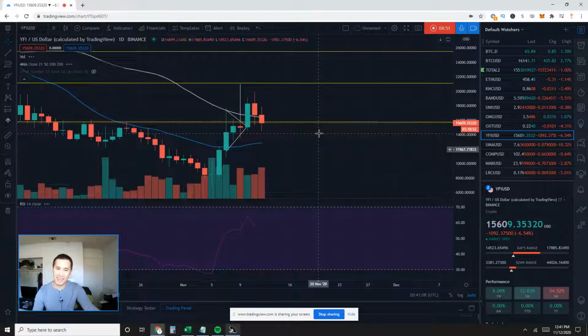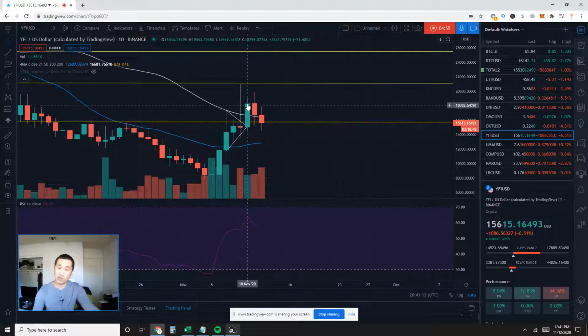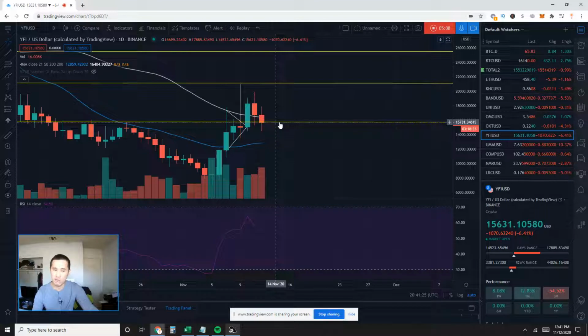Now let's go down to the daily. The daily, we can see that we had closed above the 50 simple moving average, but got rejected at the 3-day 21 simple moving average. It was very strong resistance, and now it took us all the way back to this last Fibonacci retracement level that we just got back on top of, and we're being supported here about 15.6K.